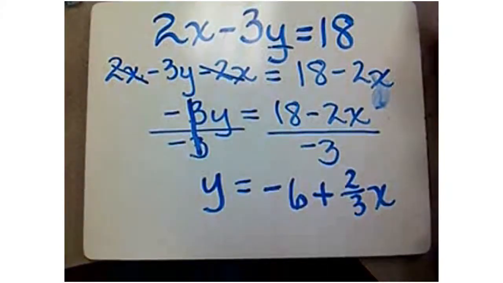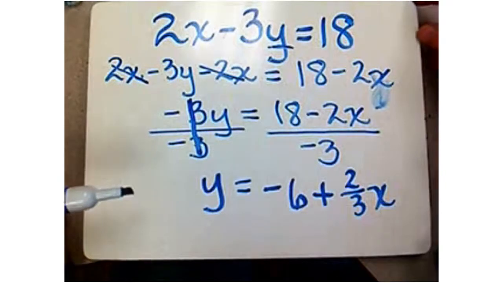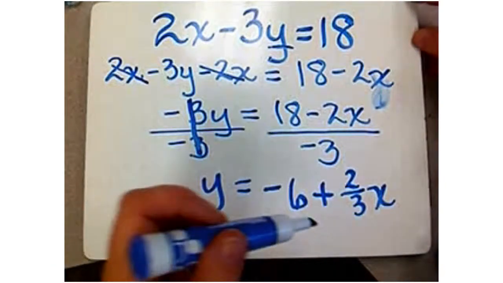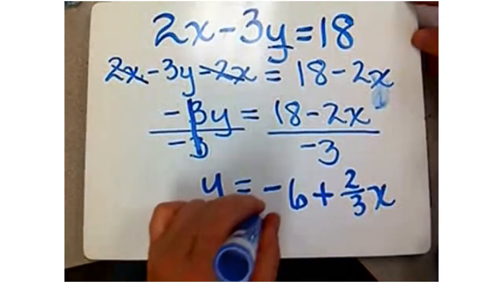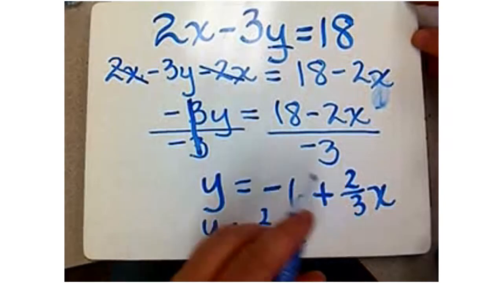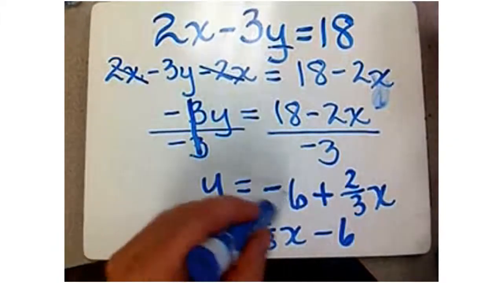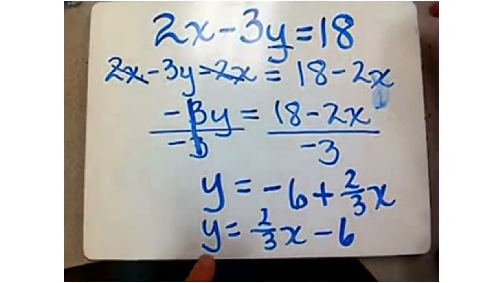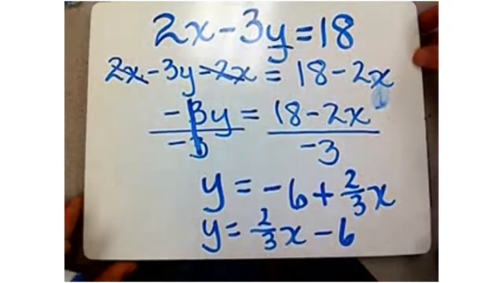Now this is still not y equals mx plus b form. We need to rewrite it. So we need to flip our 2/3 x to the front, so 2/3 x, and then plus b would be a minus 6, or you could say plus negative 6, or you could just write minus 6. Don't forget that's a negative 6. So now we have it in slope-intercept form. Y equals 2/3 x minus 6.